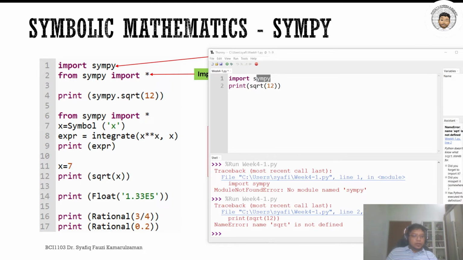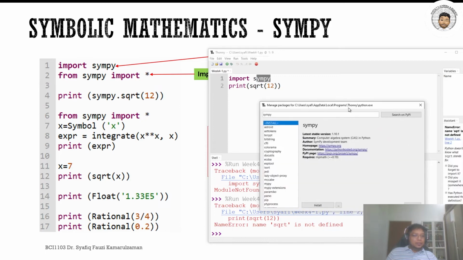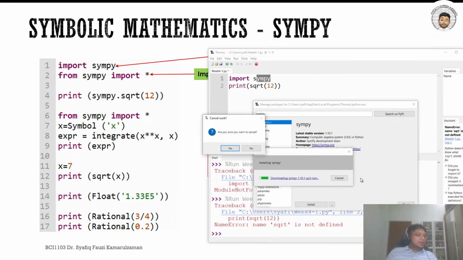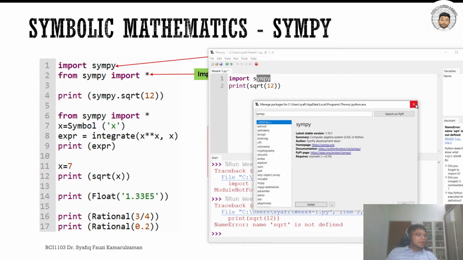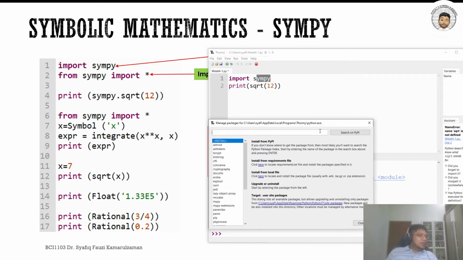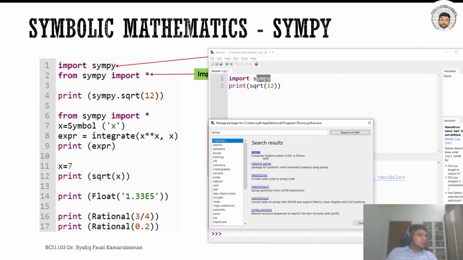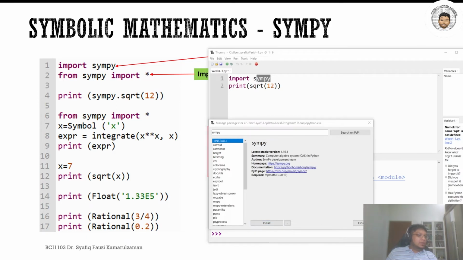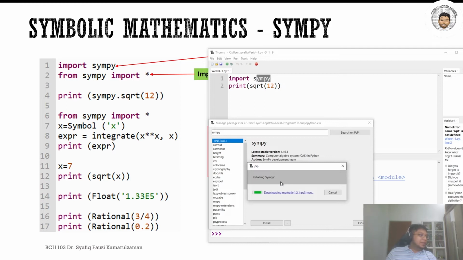Okay, I forgot to install this one. If you cannot use it, it means the package is not installed in your Thonny. So you go to Tools, Manage Packages, and then you search for SymPy. You found it, SymPy, and then install. When you install, it goes just like this. Good thing I didn't install it, so that you guys notice this kind of problem. You can look at the video and do the same thing.